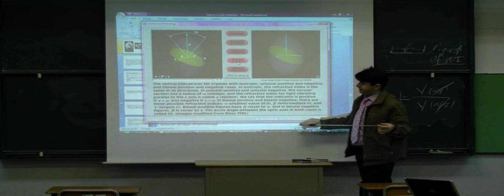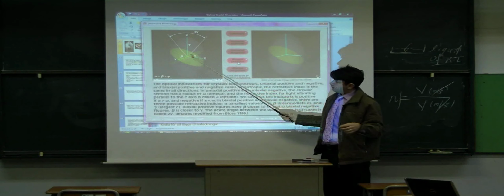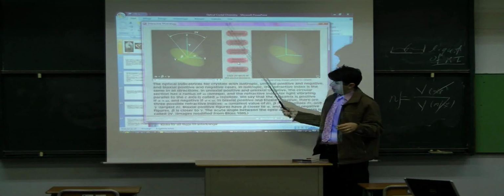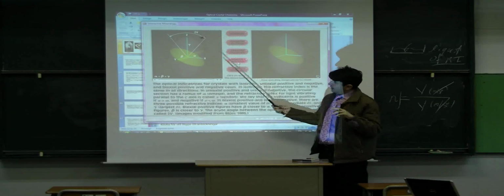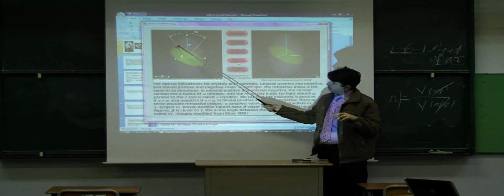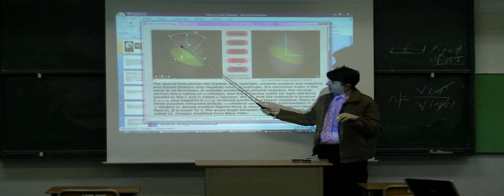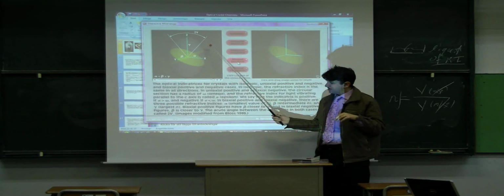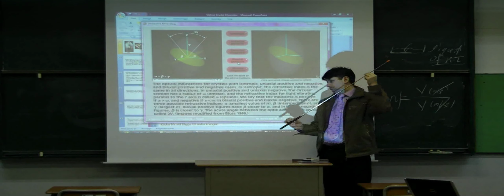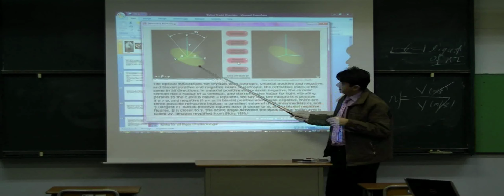What does positive mean? We have the z, x, y directions. 2V is the angle between the optic axes, the angle between two optic axes. What is an optic axis? The optic axis is a line vertical to a circular section.